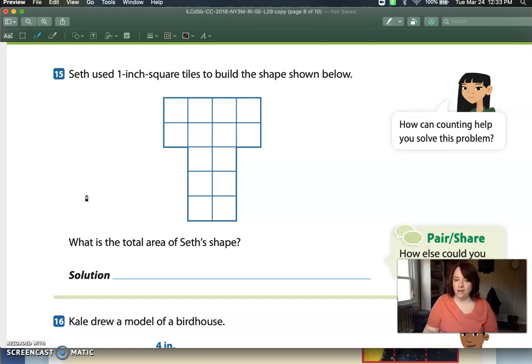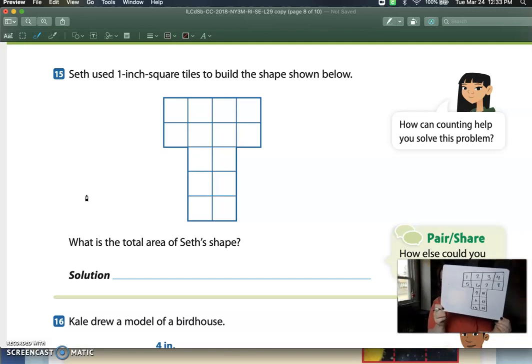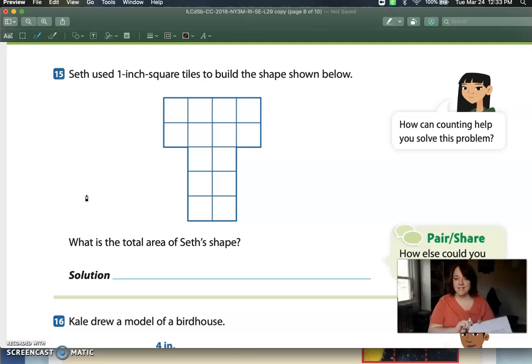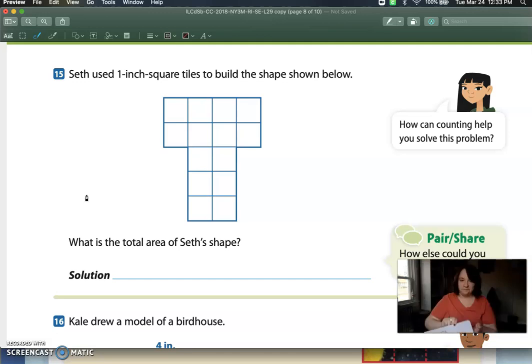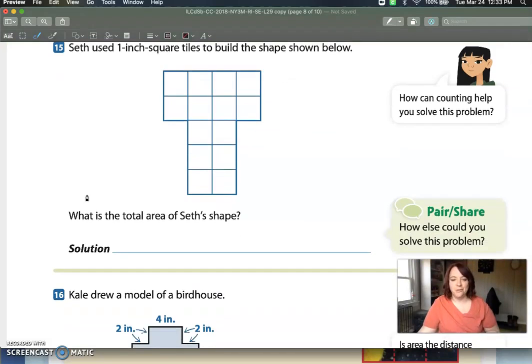So what is the total area of Seth's shape? Well, we know that we have to count each square unit. So that's exactly what I did. And I got 14 square inches. Nice job. That one was simple. I knew you guys could do that one.